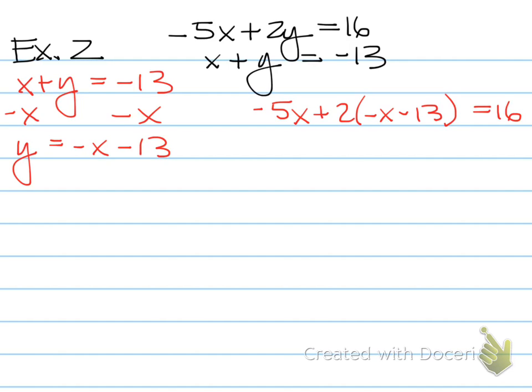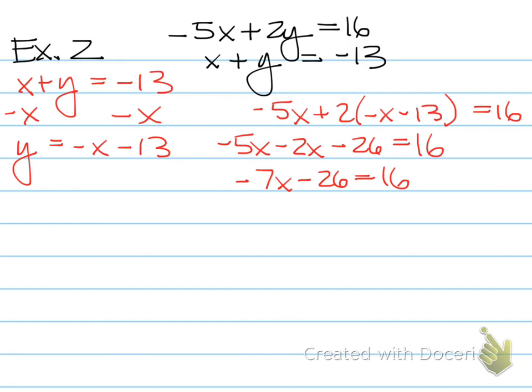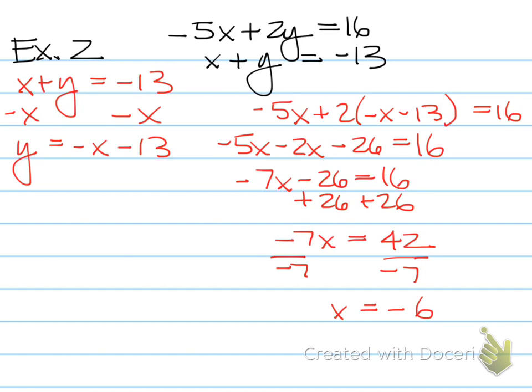That'll look like this. Distribute the 2. Combine the like terms on the left side. Add 26 to both sides. And then divide both sides by negative 7. And for x, we get negative 6.